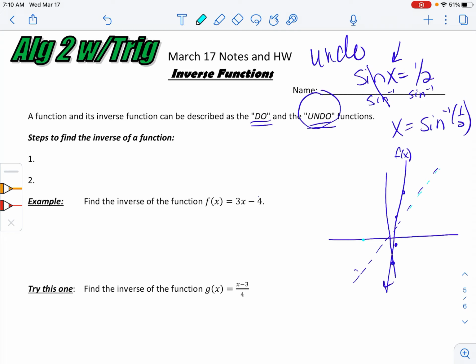Oh, sorry, I'm getting caught up in my axes. I was looking at the axes.